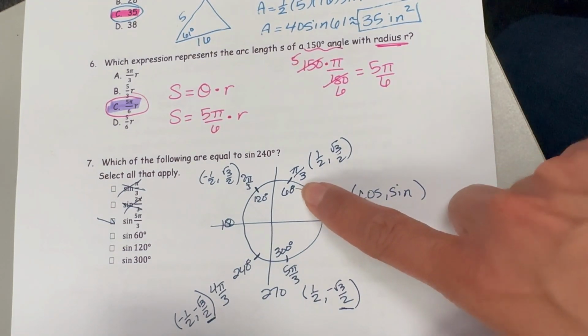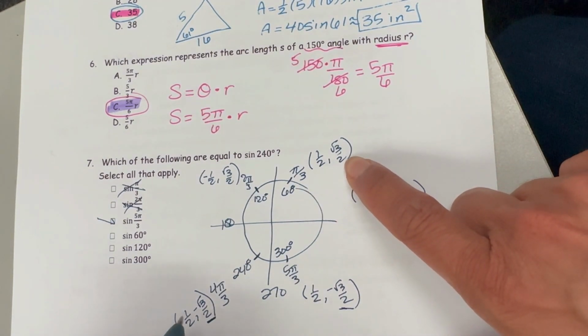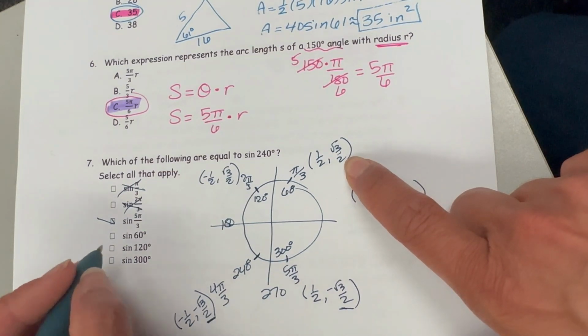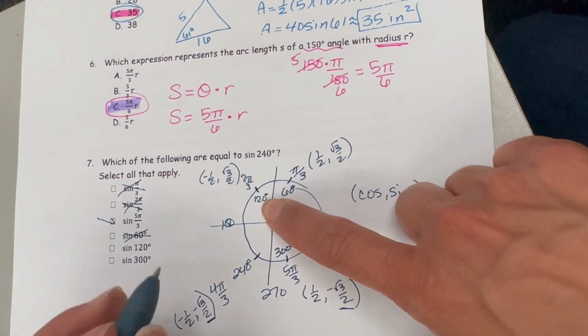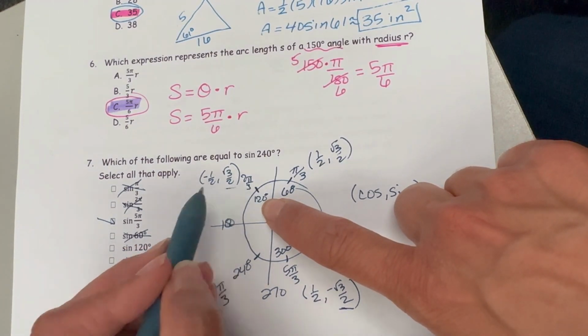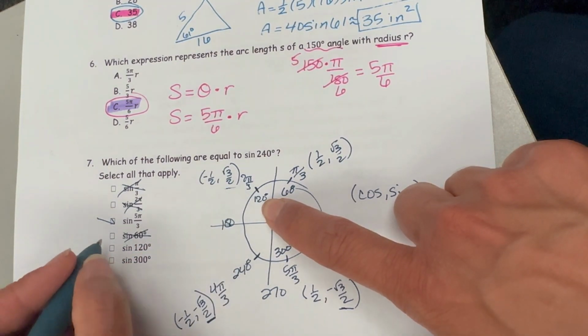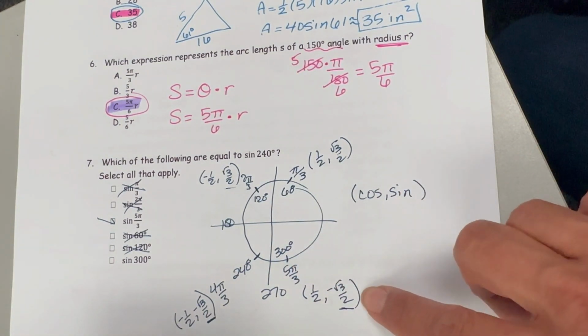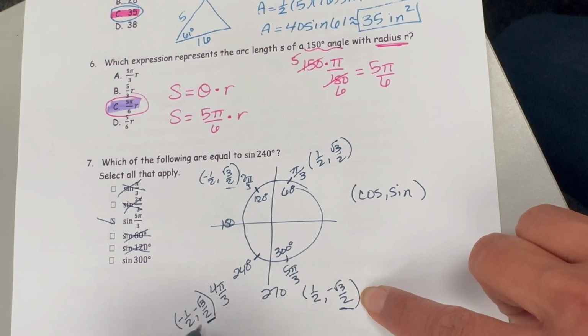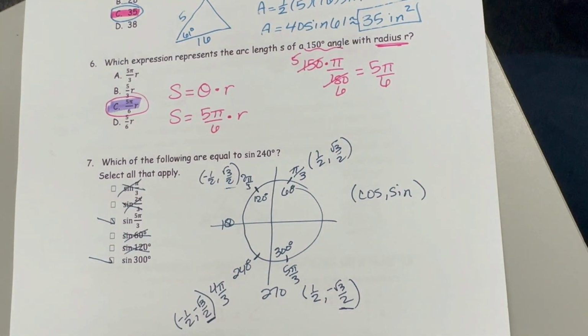Sine of 60. 60 degrees is up here. The y value is square root of 3 over 2. It is not the same as negative square root of 3 over 2, so it's not that one. Sine of 120, well, the y value there is the square root of 3 over 2. This one's negative, so nope. And sine of 300 degrees, well, the y value is negative square root of 3 over 2. This one is negative square root of 3 over 2, so that one matches up. So it was only those two options.